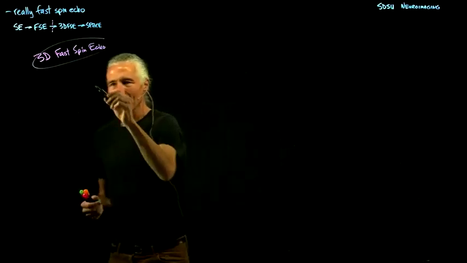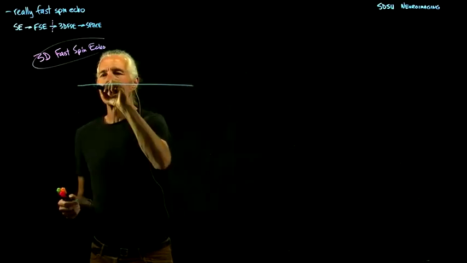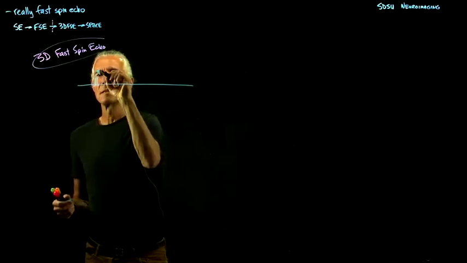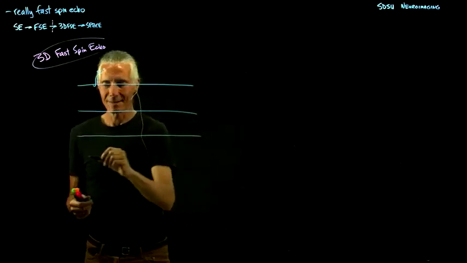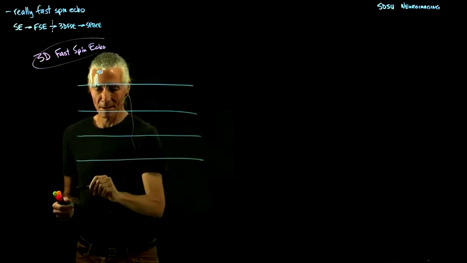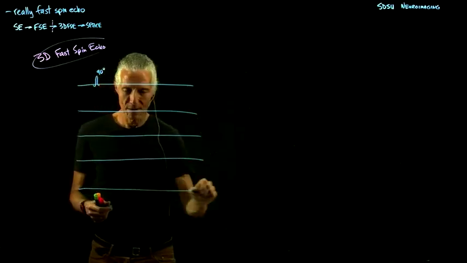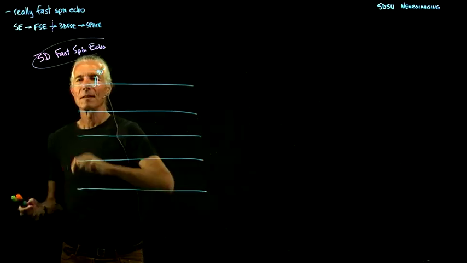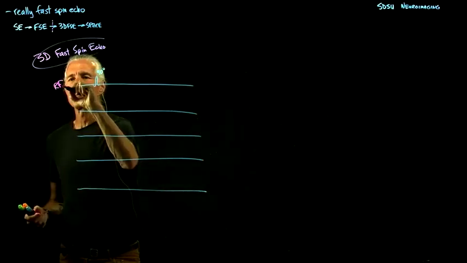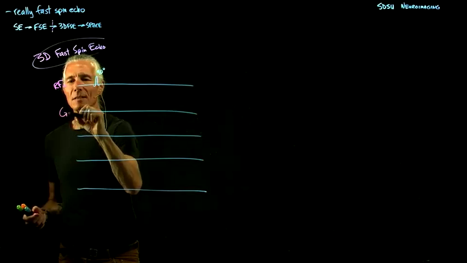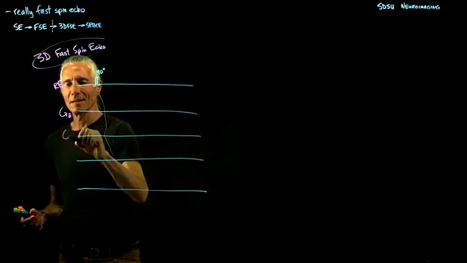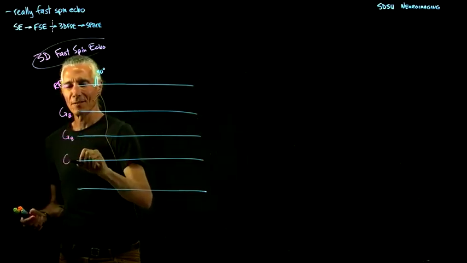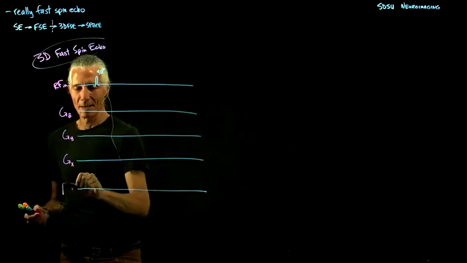The sequence is quite simple. Basically, we start off with a 90, and then we have the x, the y, the z gradient, the y gradient, the x gradient, and then what comes out. So here's the RF in. Here's the so-called slice select gradient, and here's the so-called phase encode gradient. Here's the readout, and here's the RF signal coming out.